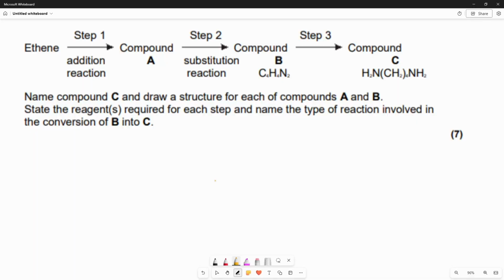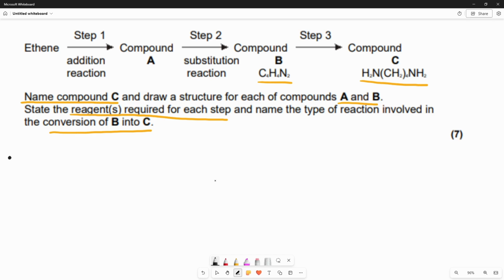This question shows us an organic synthesis pathway. It tells us to name compound C, which is this molecule over here at the end of the synthesis, and to draw a structure for each of the compounds A and B. It gives us B, but we have to work out A. It tells us to state the reagents required for each step and to name the type of reaction involved in the conversion of B into C.